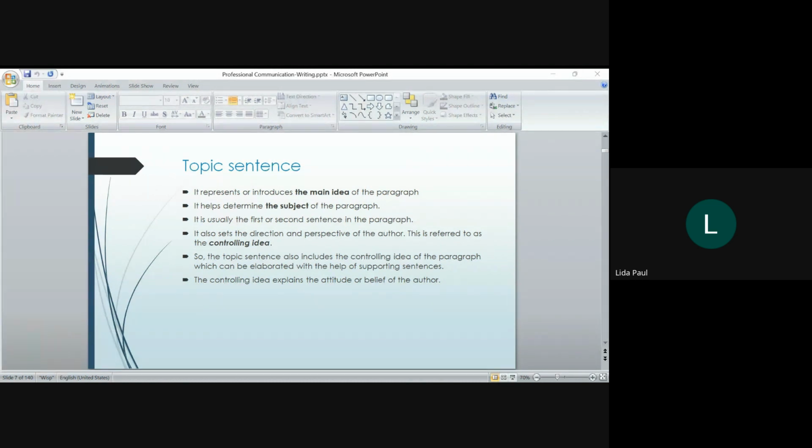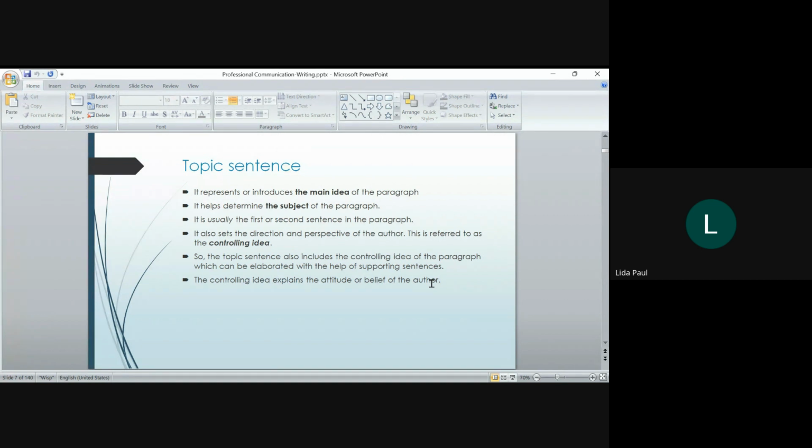So at this point, what is important for you to understand is the topic and the controlling idea. So now do you understand what we mean by the controlling idea sets the direction and perspective of the author? It basically tells you what the author is going to say about the topic, okay? Which is why it's called the controlling idea. Clear? Yes, ma'am.